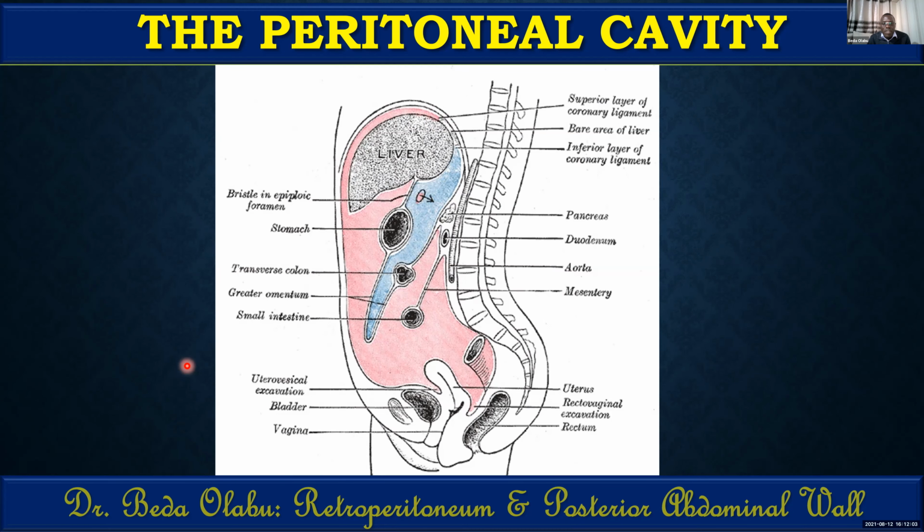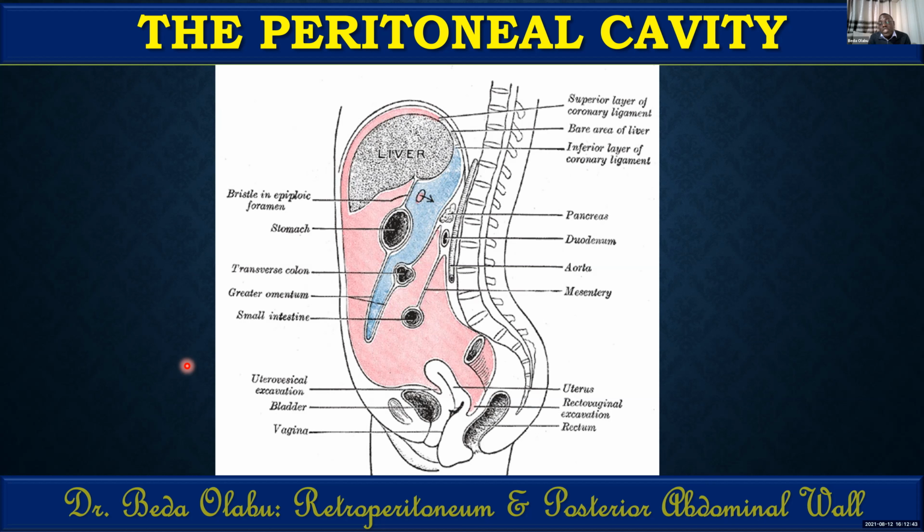Having said that, we have the peritoneum. The region of the abdomen that is enclosed by the peritoneal lining is what we call the peritoneal cavity. If you understand that you have an abdominal cavity, then there's a membrane within that cavity, although highly folded, but it's there. So the chamber that is enclosed by the peritoneum is what is called the peritoneal cavity.